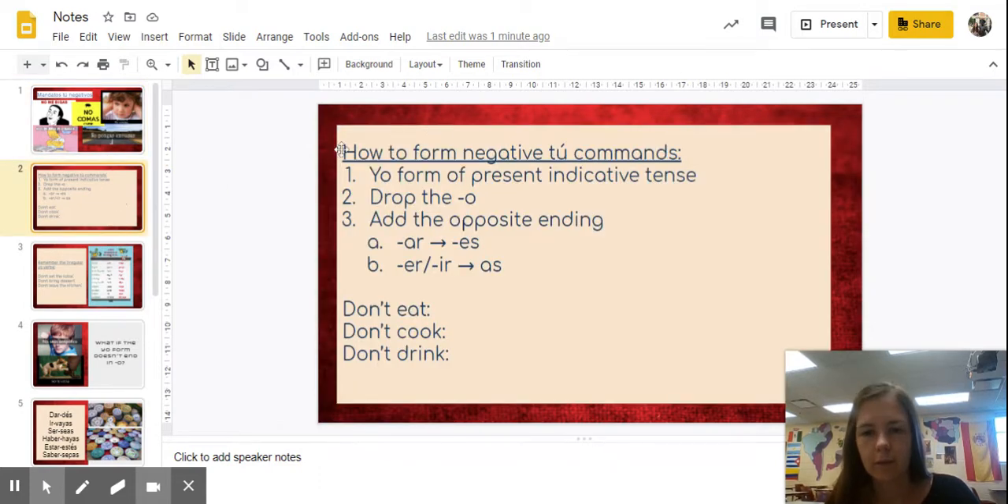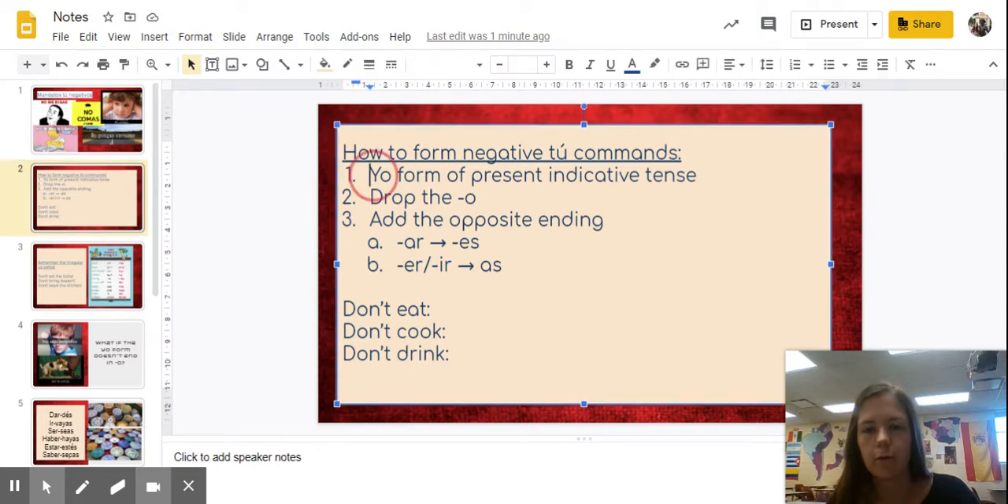So how we got these words is first we started with the yo form of the present tense. So a normal o form, like the comer one was yo como, the tell me one was yo digo, etc. We had to drop the o, so get rid of the o. And then the last thing we did is we're using the opposite endings now. So for the tú form, AR verbs are going to end in ES. ER and IR verbs are now going to end in AS.